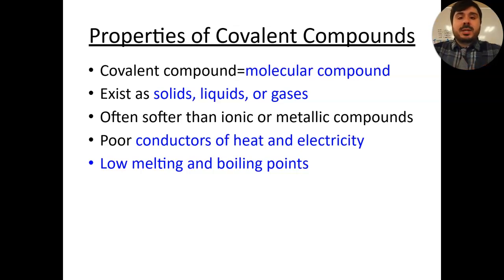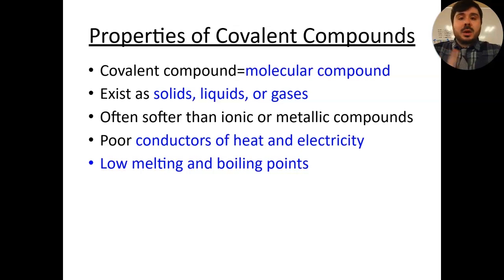Whereas covalent molecules can exist as solids, liquids, and gases, more often than not, they exist as liquids and gases, sometimes solids depending on how they're set up, but it's pretty often that they're going to be liquids and gases specifically. They're often much softer than ionic or even metallic compounds.